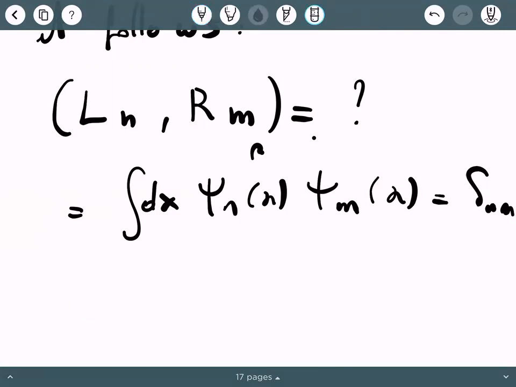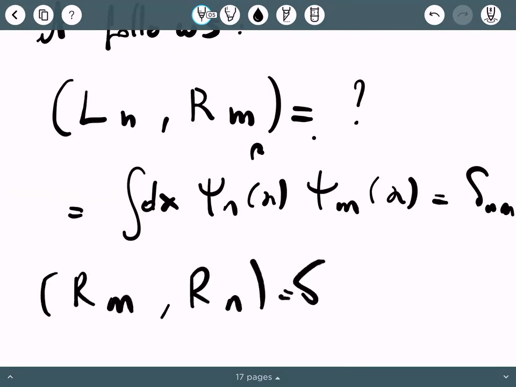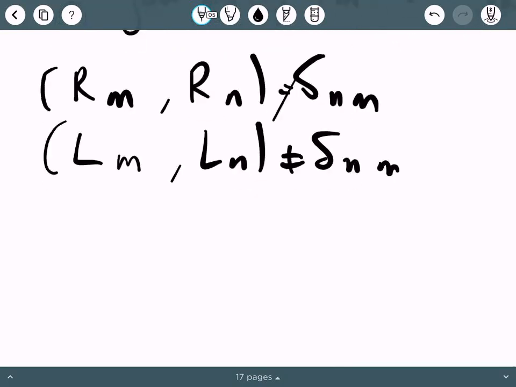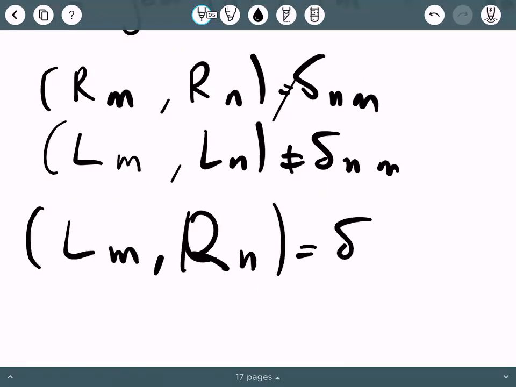So what we discovered is that not only are there left and right eigenstates, they are a complete set and they are orthogonal, but not in the sense of their Hermitian counterpart. So it is not true that the scalar product of Rn with Rm is delta, as you would imagine in quantum mechanics. This is not true, nor is it for left, of course. However, there is some form of orthogonality linking right and left eigenstates.